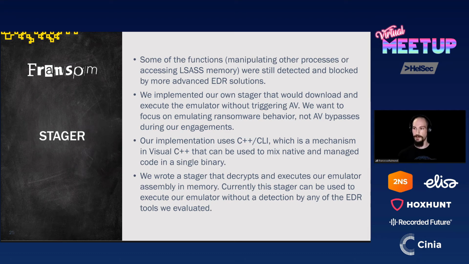Yet we thought that developing this custom stager or dropper was a pretty neat thing to do, because if we think about the way that APTs operate, we never really see a single piece of executable or artifact. We usually see some form of stager or dropper that downloads the actual payload and then proceeds to execute it. And as of now, the stager that we implemented, we can use it to run the Fransom tool without triggering AVs and EDRs.